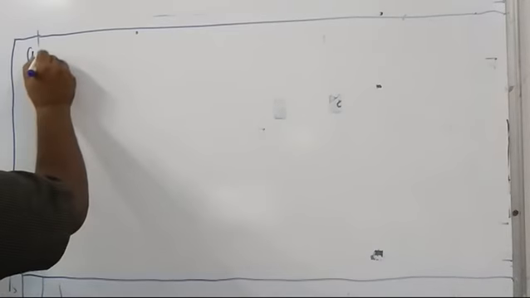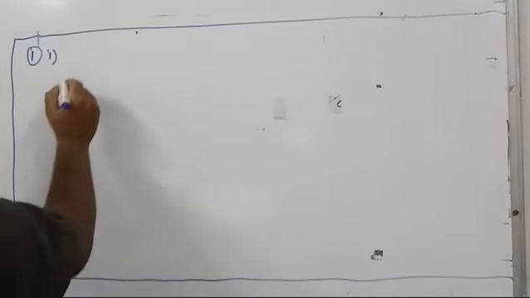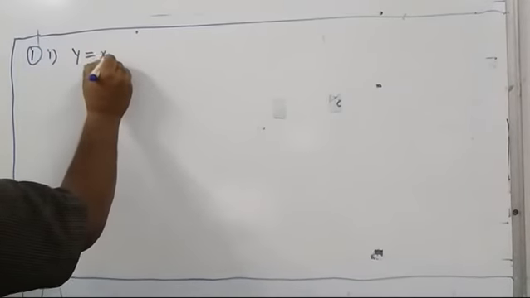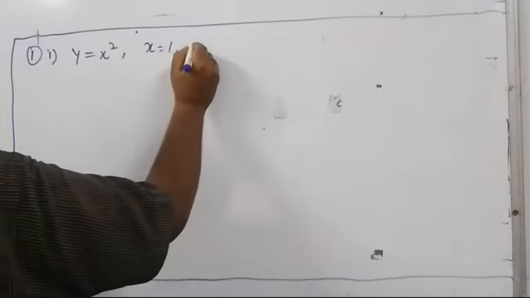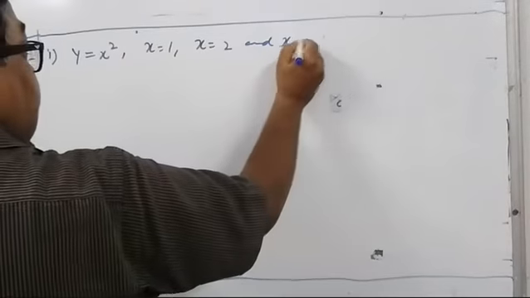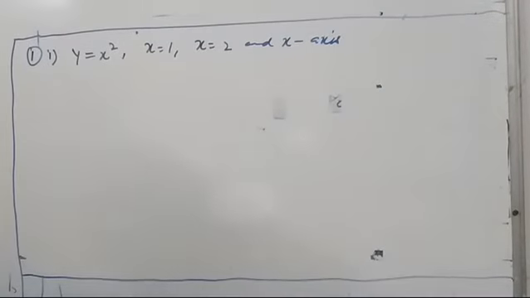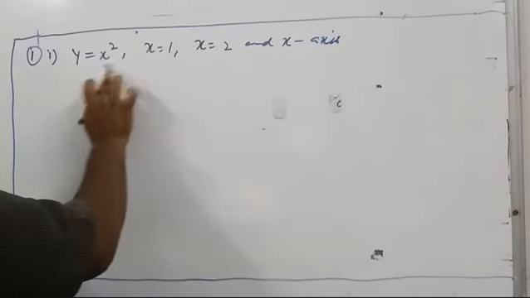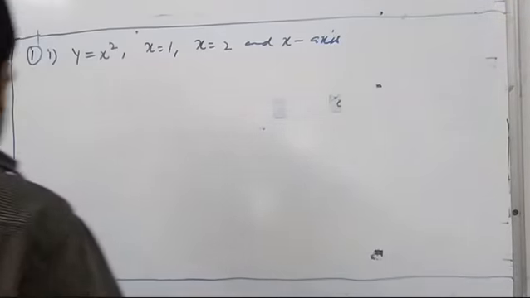Find the area under the curve. The first part we are doing. The curve is y equal to x square, and x equal to 1, x equal to 2 and the x axis. Now we have to find the area under the curve. This is the ordinate and the x axis.